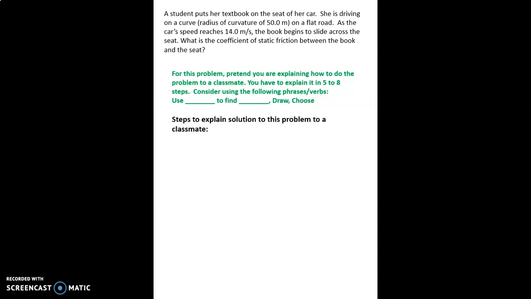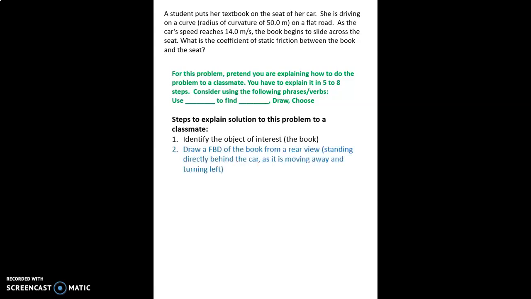So before we get into a solution, we're going to outline what our steps would be in this solution. So first thing would be to determine what object are we interested in. So what is the object or system of interest? And in this case, it would be the book. Next, we want to draw a free body diagram of the book, and we need to think about what perspective we want to use. So we could do a top view, or a side view, or a rear view, and I think the rear view is going to be the best bet, and we'll see how that works out on the next slide.